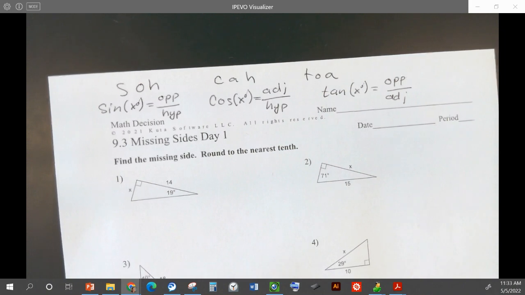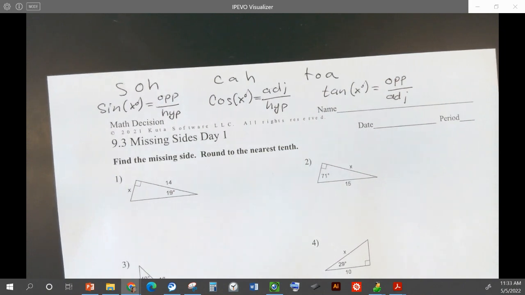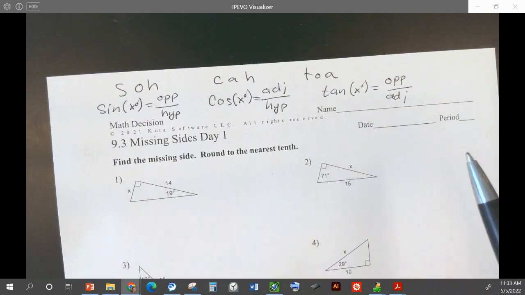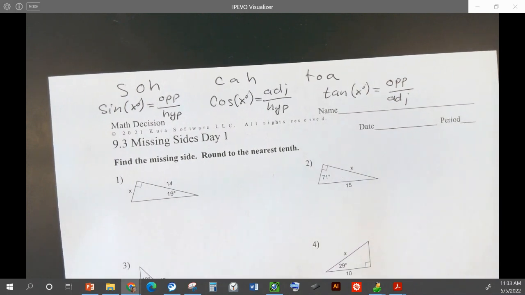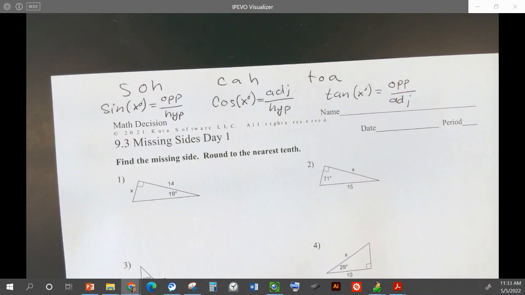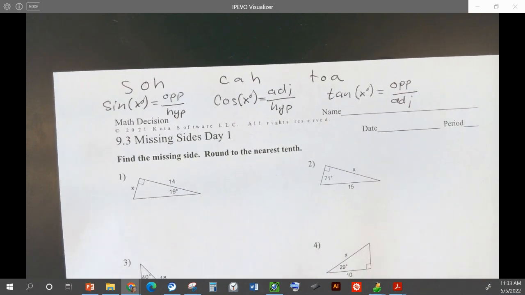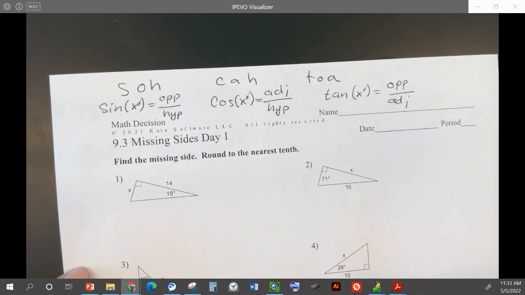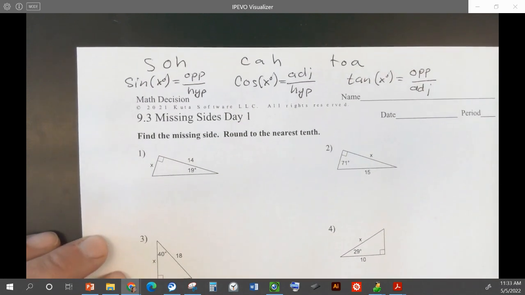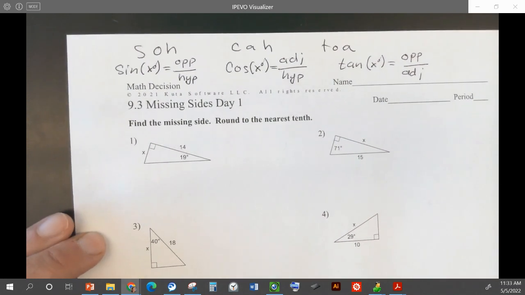So I like to write this anytime I know that I'm going to use these relationships with the sides of the triangle. I like to write that at the top of my paper or have it on a note card because this is how we're going to get these problems done. Making sure we choose the right relationship. Okay, we're just going to start right at the top with the first one.